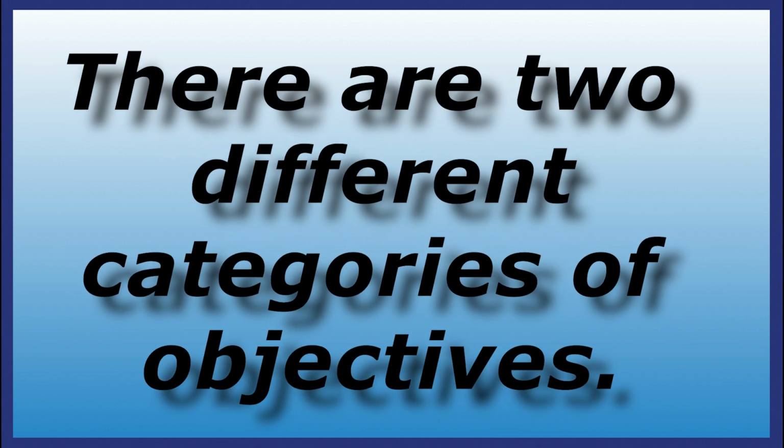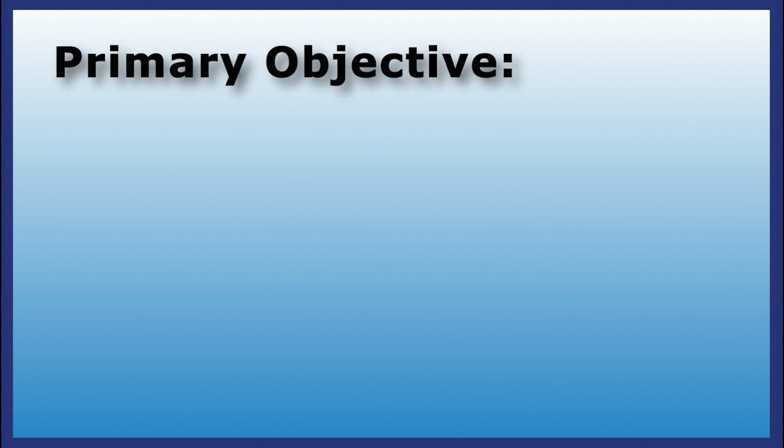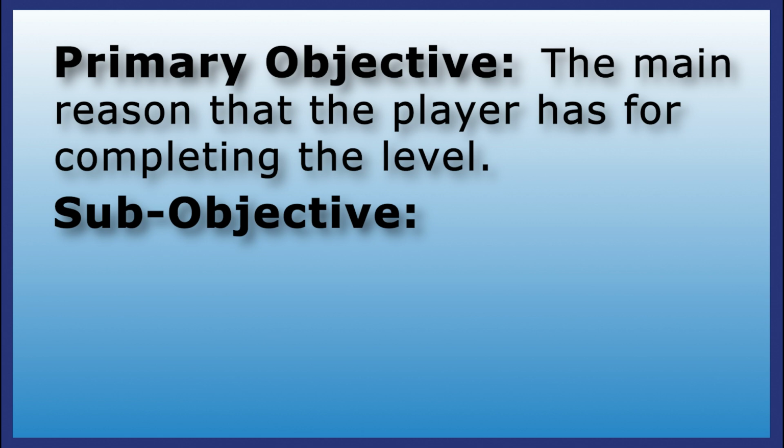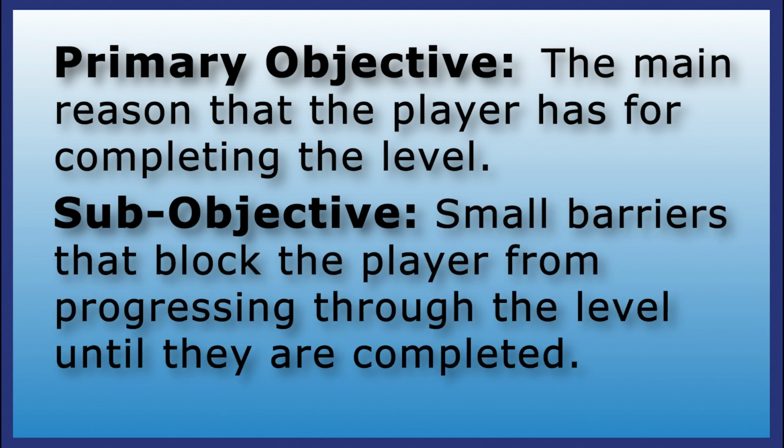Another thing you should do is to start outlining the objectives that the player will be working towards throughout the course of the level. There are two distinct types of objectives. The first is the primary objective, which is the player's main reason for completing the level in the first place. These are a requirement when designing a level. It most often serves as the endpoint. Meanwhile, smaller objectives, known as sub-objectives, serve as small barriers blocking the player from progressing further in the level. Unlike primary objectives, sub-objectives are not a requirement, but they're necessary depending on the type of level you're trying to make.